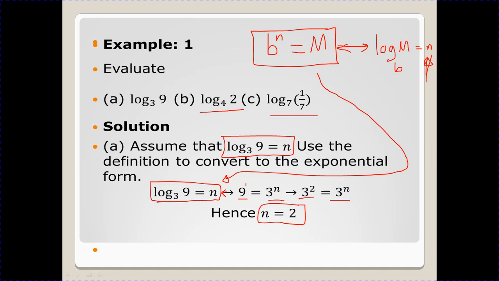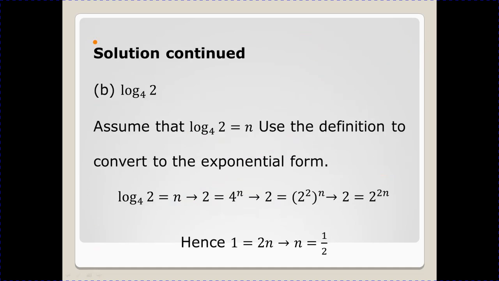Now let's go to example number B, log 2 at the base of 4. Again, we will say that log 2 at the base of 4 equals n, and I'd like to find out how much n is. We said n is the exponent or the power, and it equals the logarithm. Again, I will convert from logarithmic form to exponential form. So if log 2 at the base of 4 equals n, then 2 equals 4 to the power n.